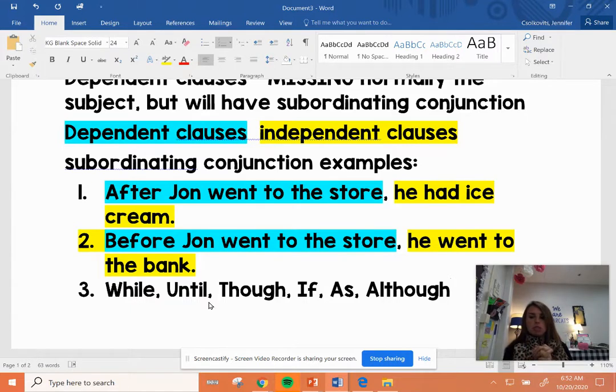I would encourage you to go and find more examples. I actually have in my classroom a list of them up on the wall. So if you were here today, you can see that. Tomorrow they'll look for it, or my virtual friends, whenever you're back with me, take a look for that. With subordinating conjunctions, I can always identify if it's going to be a dependent clause by just looking at that.